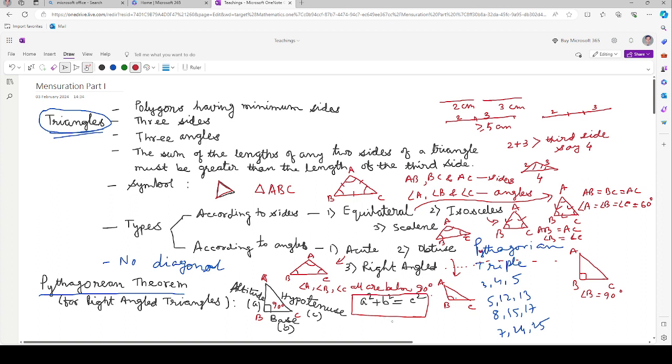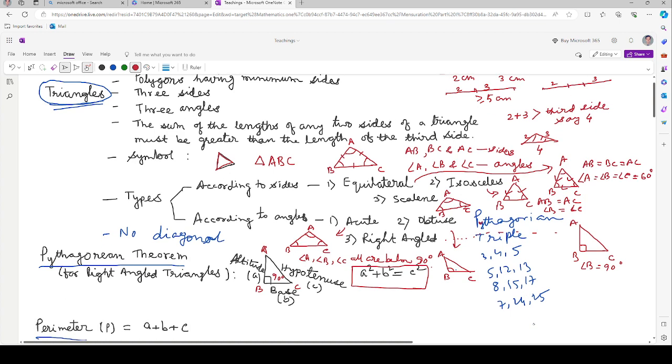We have to remember the Pythagorean triples: 3, 4, 5; 5, 12, 13; 8, 15, 17; 7, 24, 25. So many triples satisfy the relation a square plus b square equals c square. Like that, if we take 3, 4, 5, then 3 square plus 4 square equals 5 square, because 3 square means 9, 4 square means 16, and 9 plus 16 equals 25, that is 5 square.